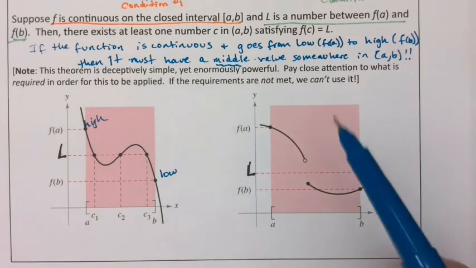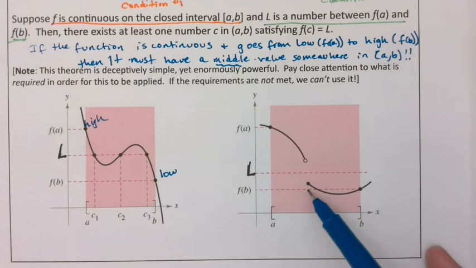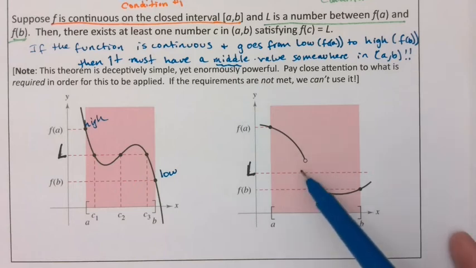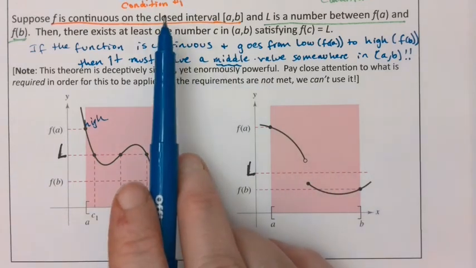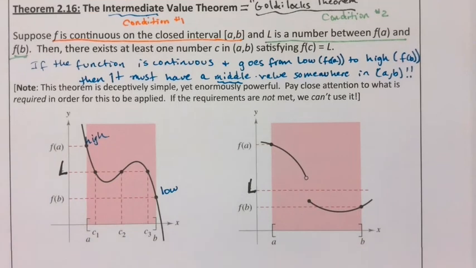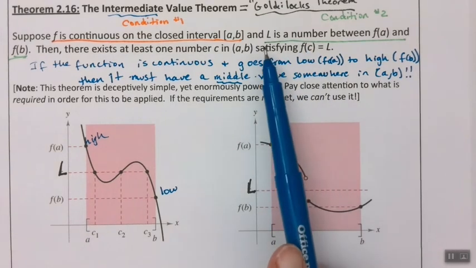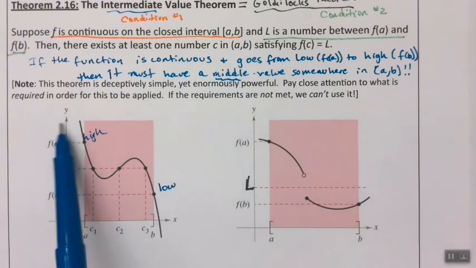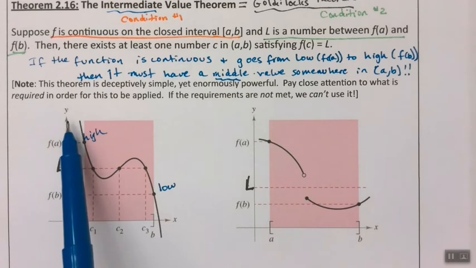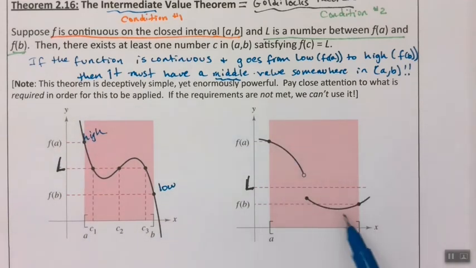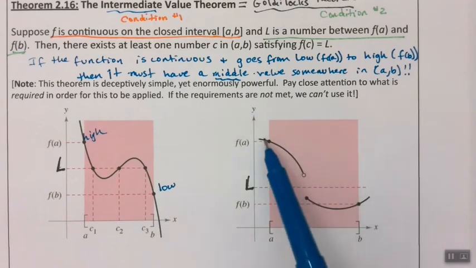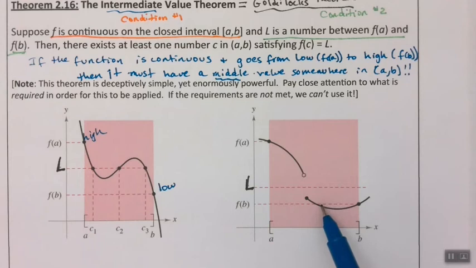But if you don't have a function that's continuous, then it could skip over and never be equal to the L value. So that's why condition one is so important. And obviously condition two is important, because if your number L is not between f of a and f of b, if L is like way up here, then that's not going to do you any good at all, right? The whole point is that it has to be between these two values. f of a up here, f of b down here, has to be between them, and that function has to be continuous. So let me make a note.